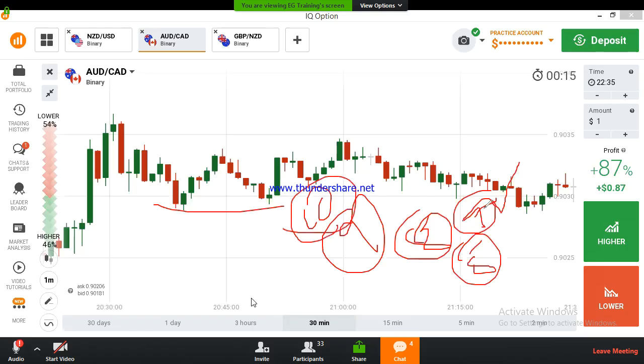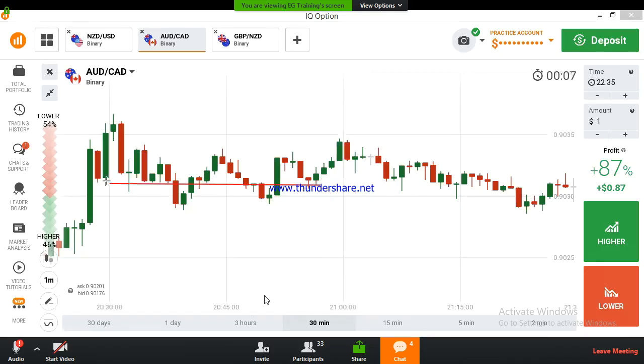Okay, we can trust it more than 7 times. So 7, 8, 9. Okay, here in the middle of the trend, there is one green candle. I mean, in the middle of the trend, there are some reversal candles. Reversal, reversal, reversal. So many reversals.